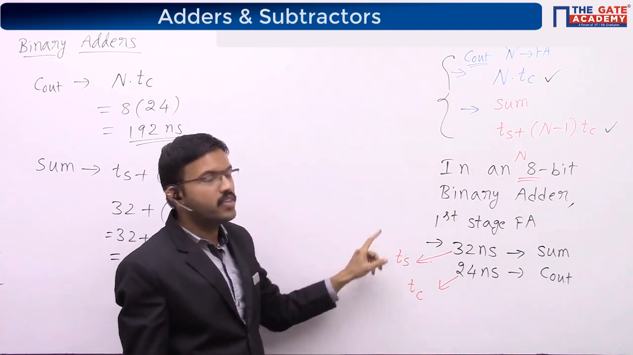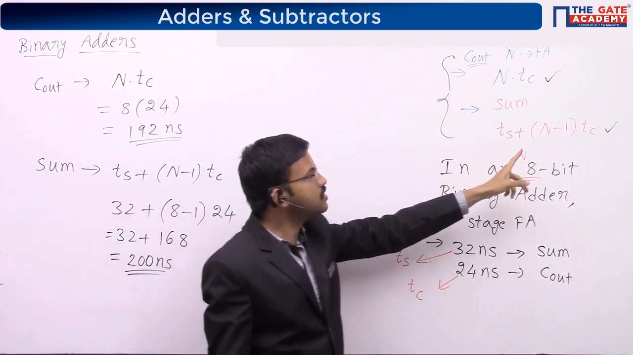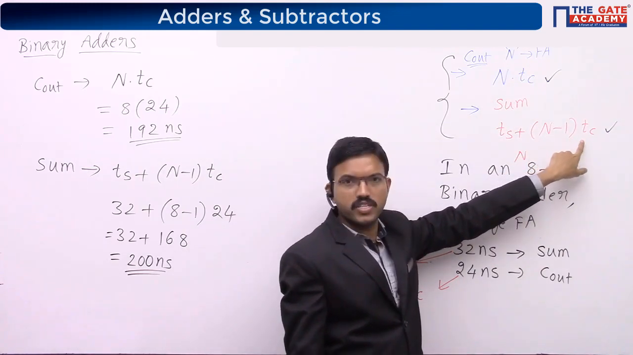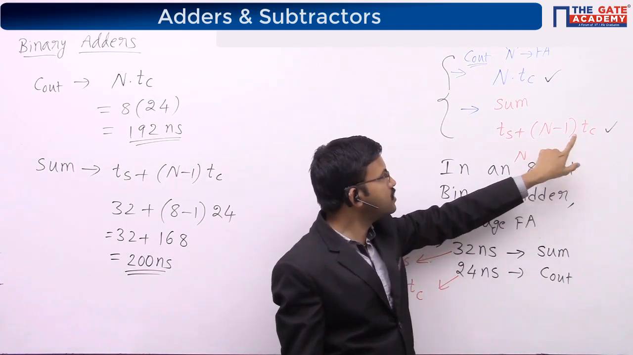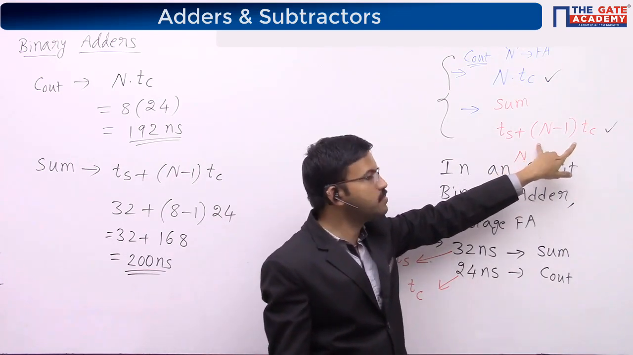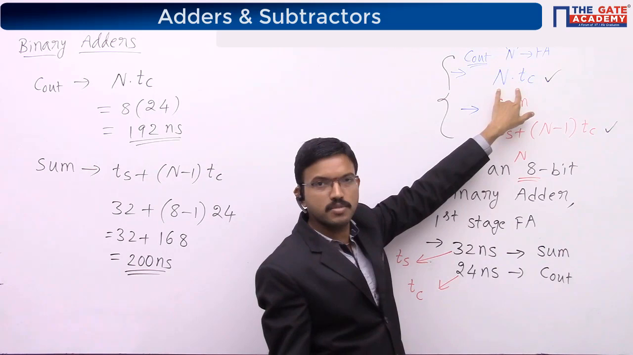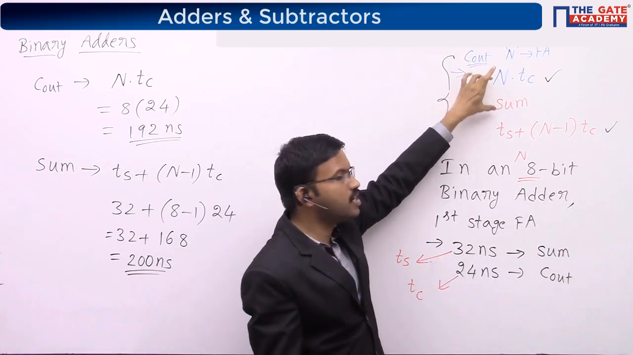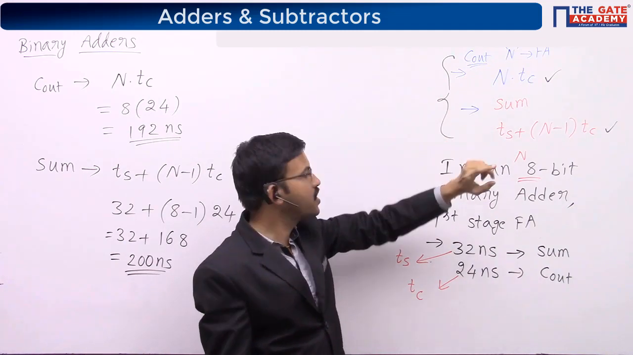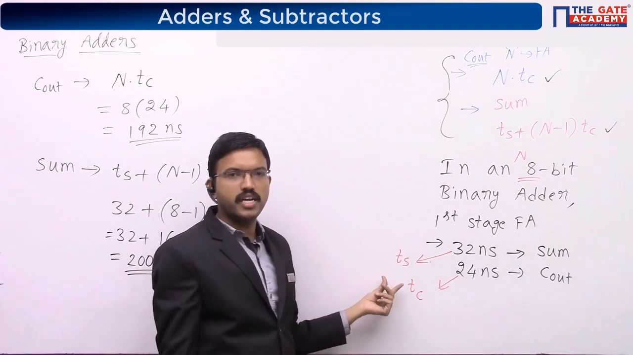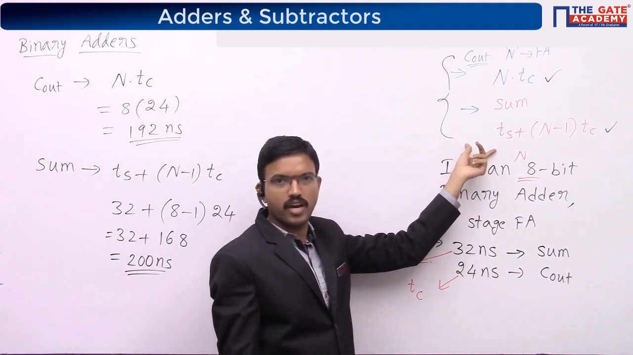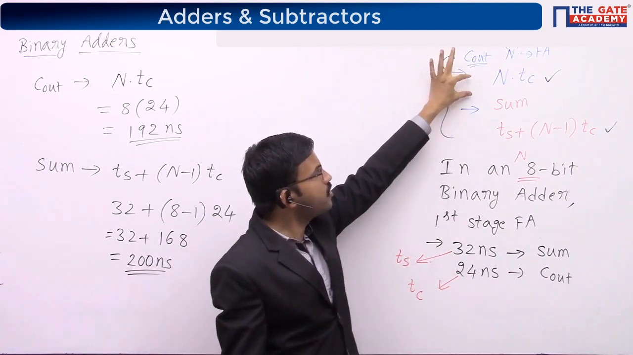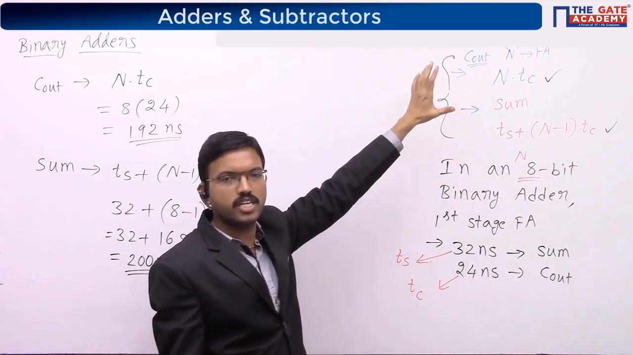If both are the same, then you can use either of the formulas. See here, just substitute if both TS and TC are the same. Here what will happen? N minus 1 into TC, here plus TS, so minus TS plus TS will get cancelled. You will get N times TS, and here N times TC, both are the same. If TS and TC both are the same, then you can use this formula or this formula, both will give the same answer. If TS is greater than TC, then you just find out this value. That will be the worst case delay. If TC is greater than TS, then you find out this value. That will be the greater or worst case delay, like that.